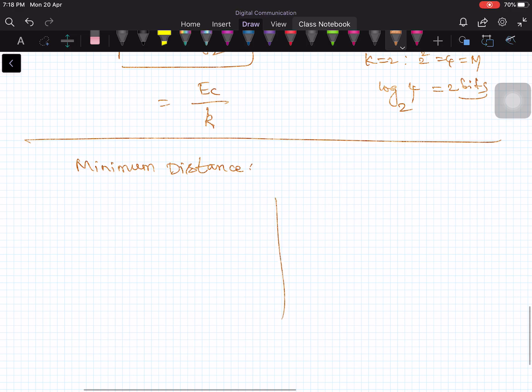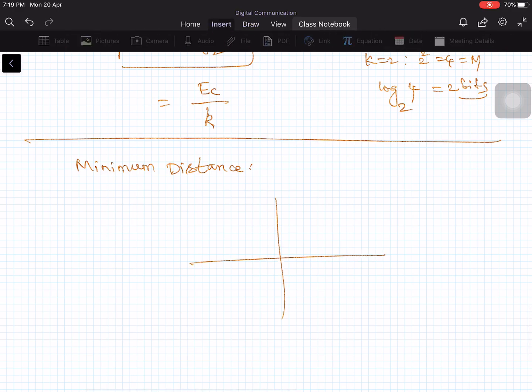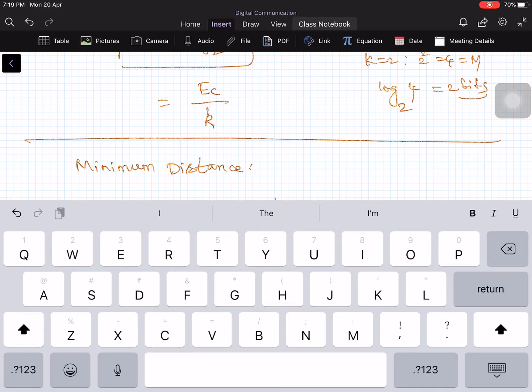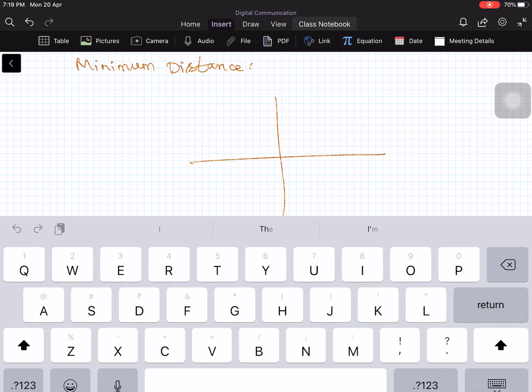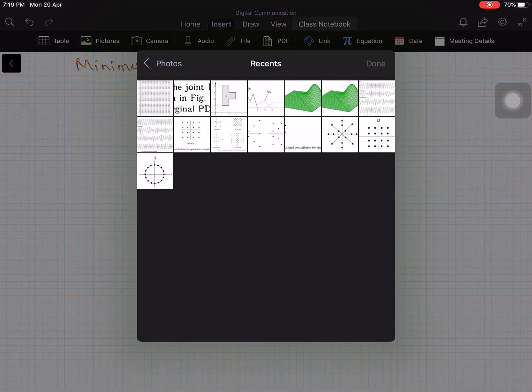Let me take points like this. Maybe, if possible, I will insert the diagram. No, it is not activating. Okay, I'll draw the figure. Yeah, it has come. Let me introduce some complex constellation so that it's easy to.